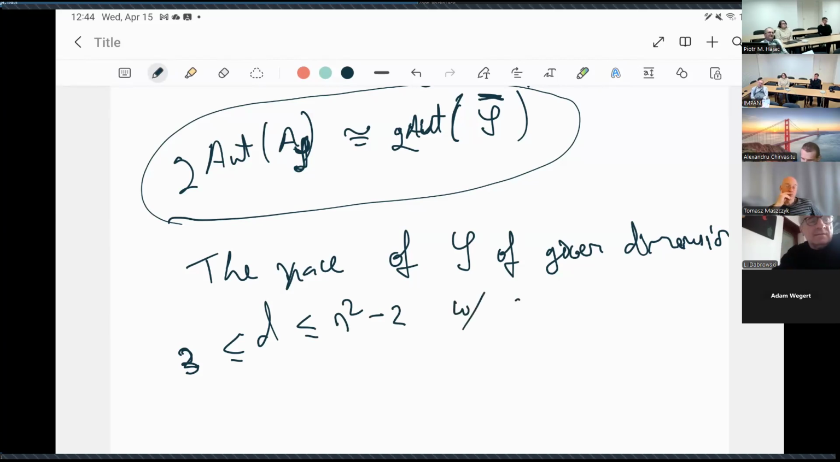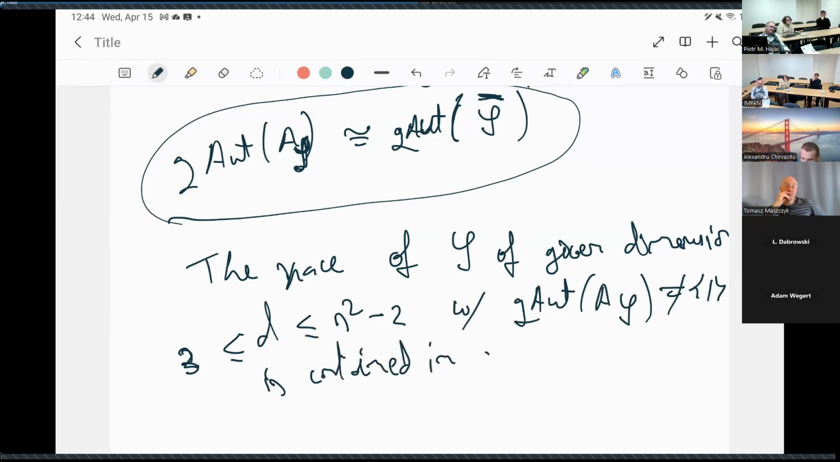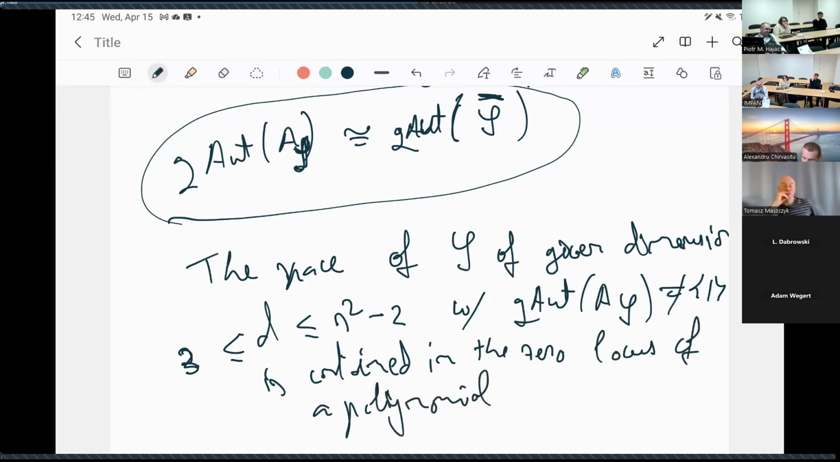With the count of AS not trivial, it is contained in the zero locus of a polynomial, on the space parameterizing these S's. It's something like a Grassmannian.